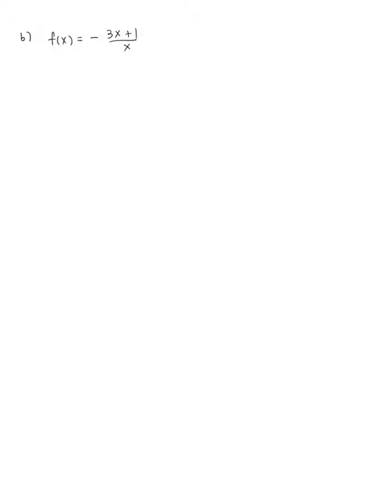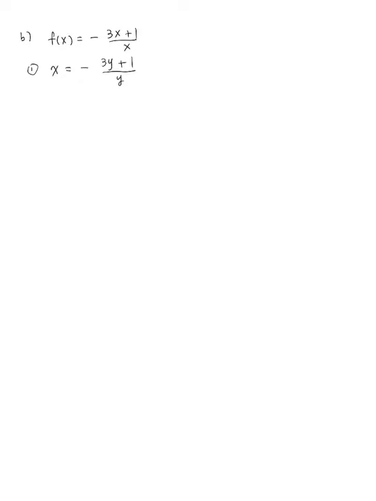All right, so let's do it. So step 1, interchange the roles of x and y. So we're going to have x equals negative (3y plus 1) all over y. All right, now our job is to solve for y.